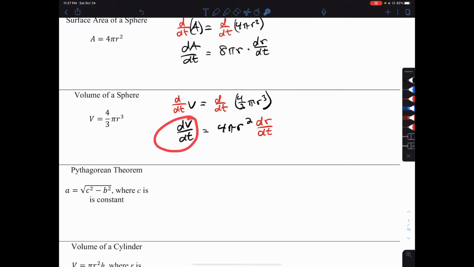What does this represent? Well, this is the change in the volume with respect to time. This is the rate at which the radius is changing with respect to time. These are both rates. How are they changing with respect to time?